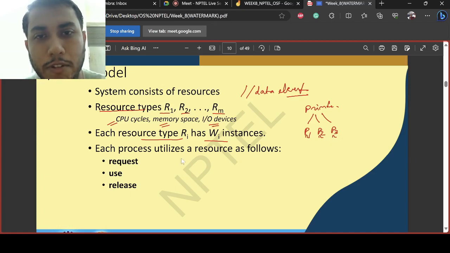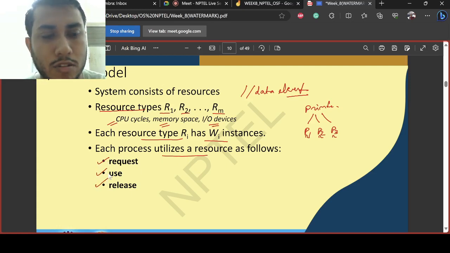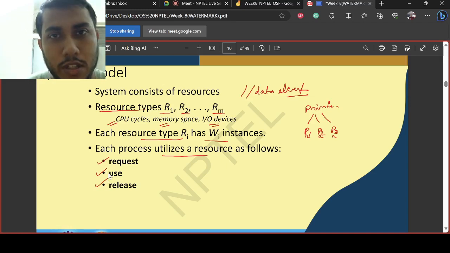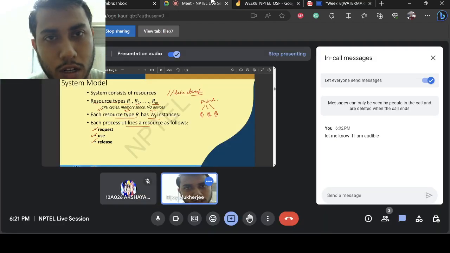So a process utilizes a resource as follows. It requests the allocation of that resource, it uses that resource, and then it releases the resource. That is how the system model works for any kind of process.